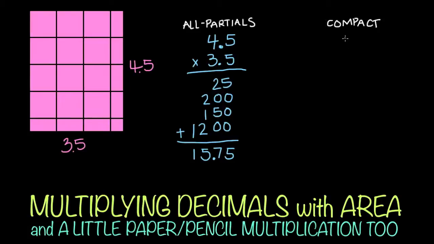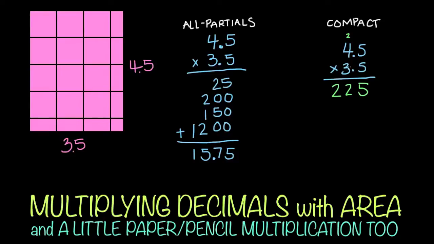Now here's the compact method. 4 5/10 times 3 5/10. Gotta leave a little room for regrouping up top. I'll change color to do the work so you can really see it good. 5 times 5 is 25. I put down the 5, carry the 2. 5 times 4 is 20. I add the 2 for 22.